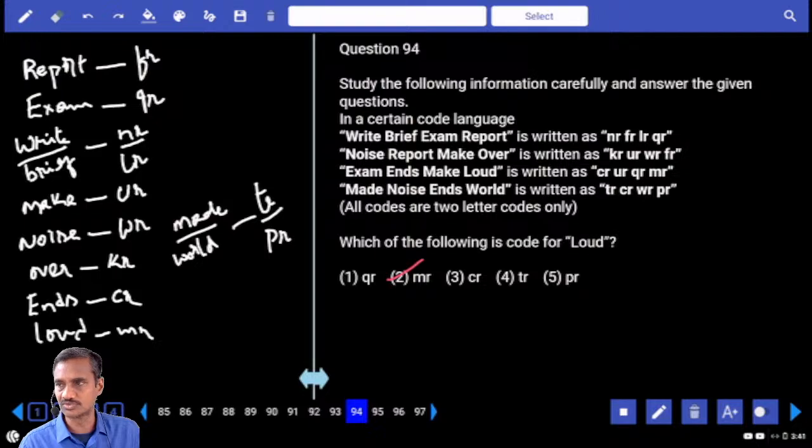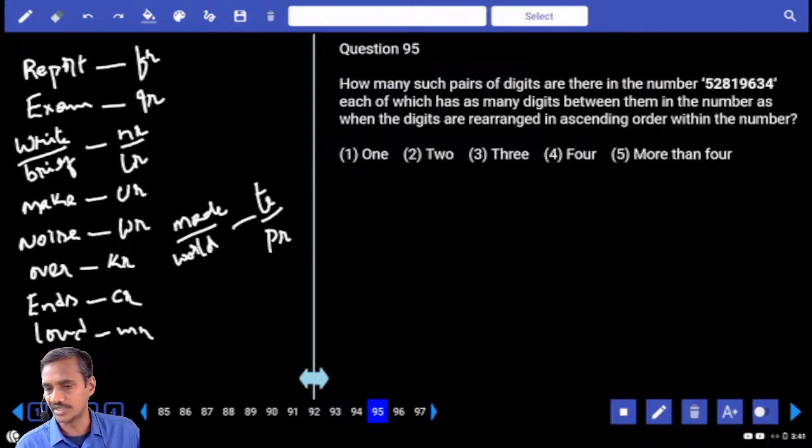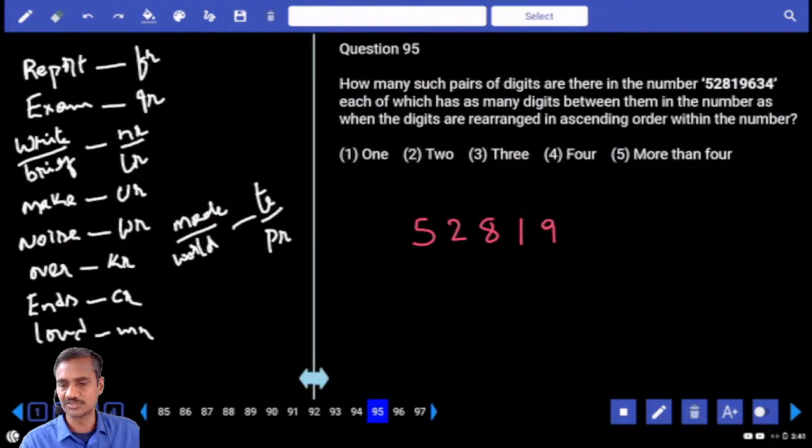Choice 2, 94. The next one, 95. How many such pairs of digits are there? The question is about the number 5281 9634. In this number, how many such pairs of digits are there, as when they are arranged in ascending order within the number?